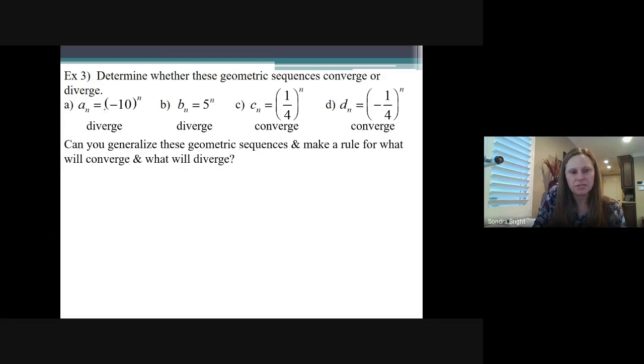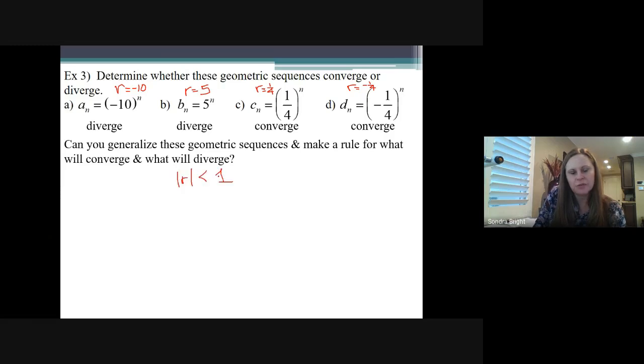So for these two, here your r is -10. Here your r is 5, right? Because you're multiplying by 5 each time. Here, this one, your r was 1/4. And this one, your common ratio is -1/4. This is if you were to list them all out with commas in between. So can you make the rule for what will converge and diverge?